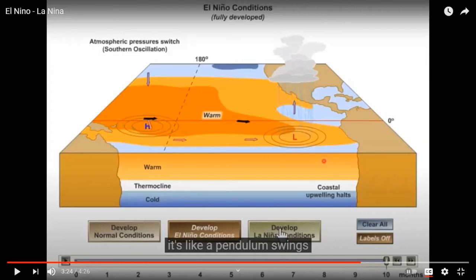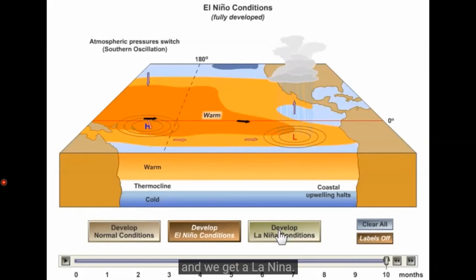All right? Okay. So now he's going to talk about La Nina, which, like I said, we're in El Nino right now. He's going to switch it over to La Nina. Now, La Nina, like I said before, is normal conditions on steroids. The winds are stronger. The cold upwelling is bigger. Okay, so it swings back the other way, and we get a La Nina.